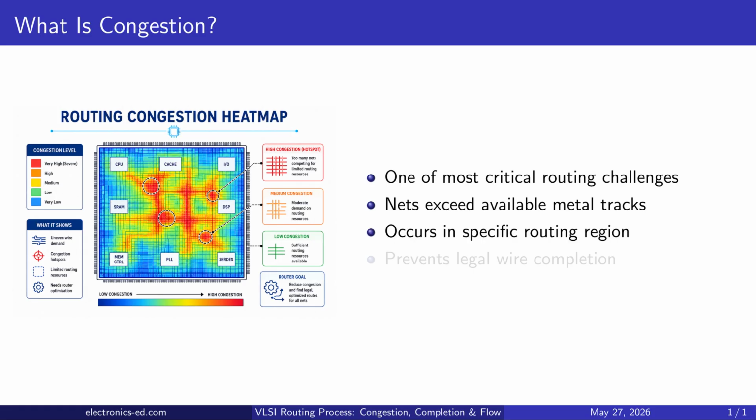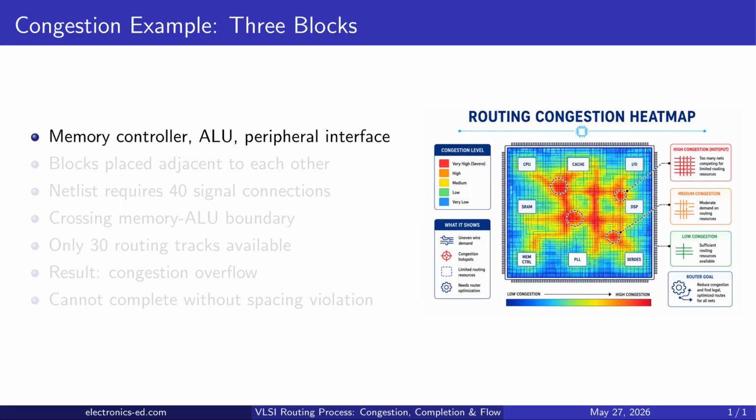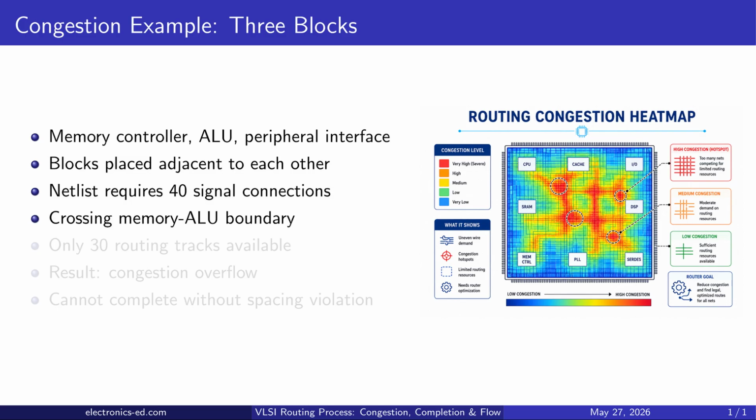Congestion occurs in specific routing regions, not uniformly across the chip. It prevents the router from legally completing all wires. Imagine we have 3 blocks, a memory controller, an ALU, and a peripheral interface. These blocks are placed right next to each other. The netlist requires 40 signal connections between them. Many of those signals need to cross the boundary between memory controller and ALU.